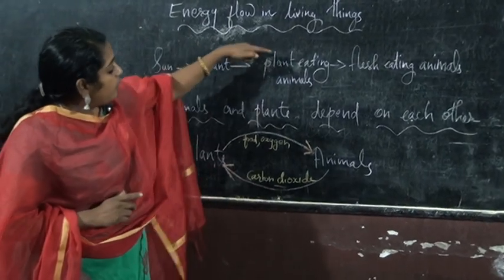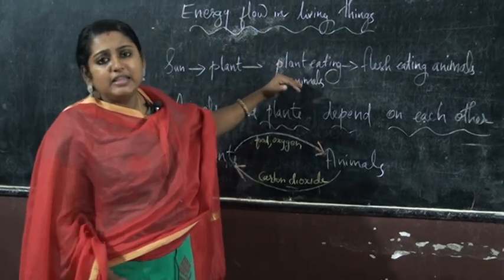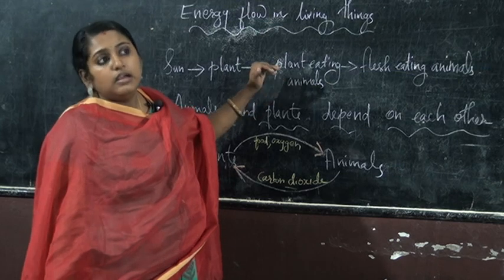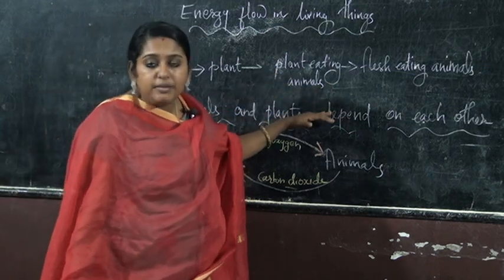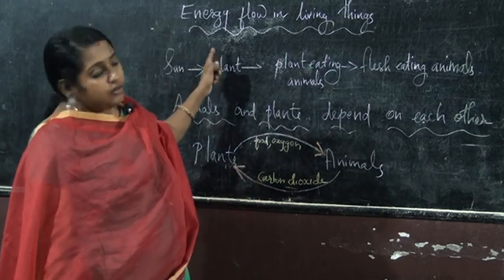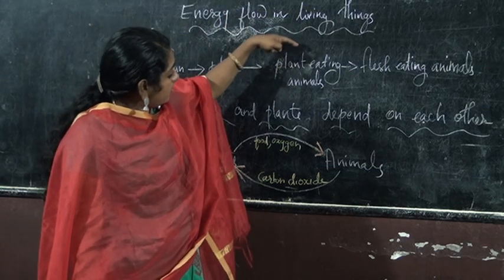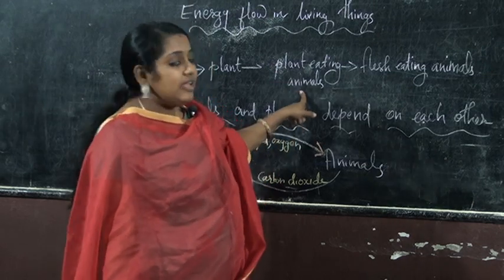So when a plant eating animal eats a plant, what happens? This energy flows into that plant eating animal. We know that cow, goat and deer are plant eating animals. So this sun energy is transferred into the plant in the form of food. From the plant it goes to plant eating animals. That is how it goes. We will study this in the next chapter.